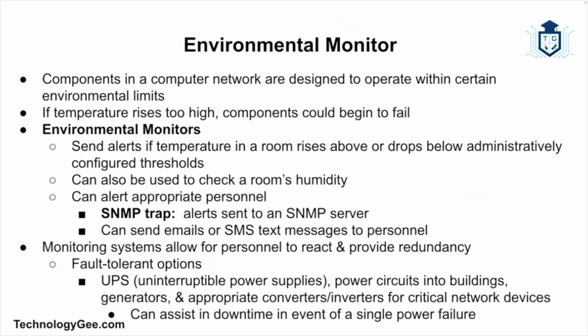And then you have fault-tolerant power options such as uninterruptible power supplies, fault tolerant power circuits into the building, generators, and appropriate converters or inverters for the critical network devices. These can assist in preventing downtime in the event of a single power failure. In monitoring systems, they allow you to react and provide redundancy.